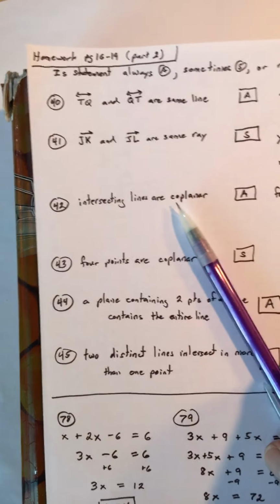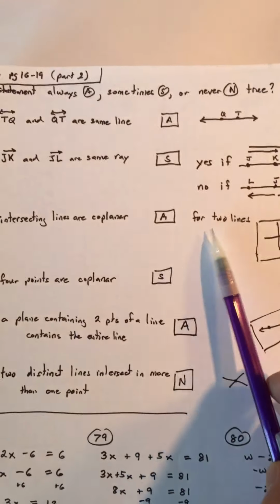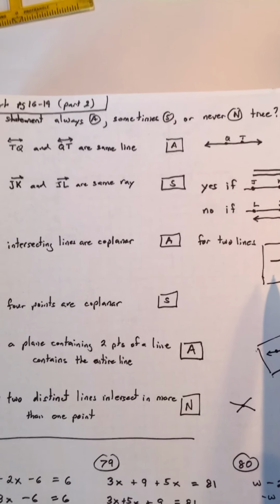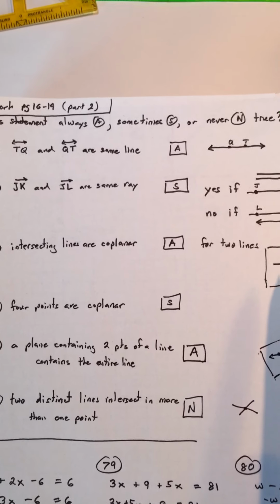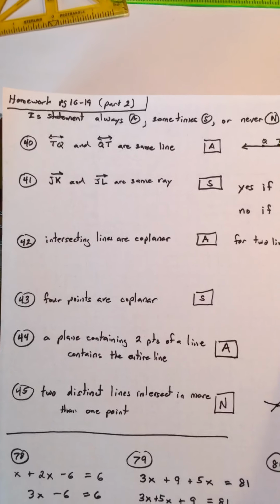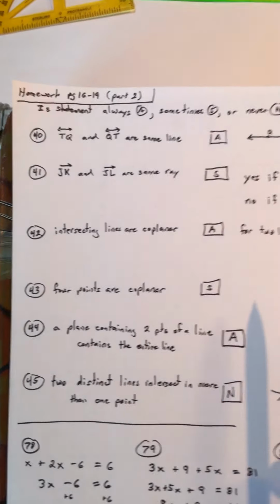Number 42, intersecting lines are coplanar. Well, that is always true for 2 lines. If you have 3 lines intersecting in the same point, that may not be coplanar. But 2 lines, that is always the case. And it's like if you think of your X and Y axis, that falls in one plane.